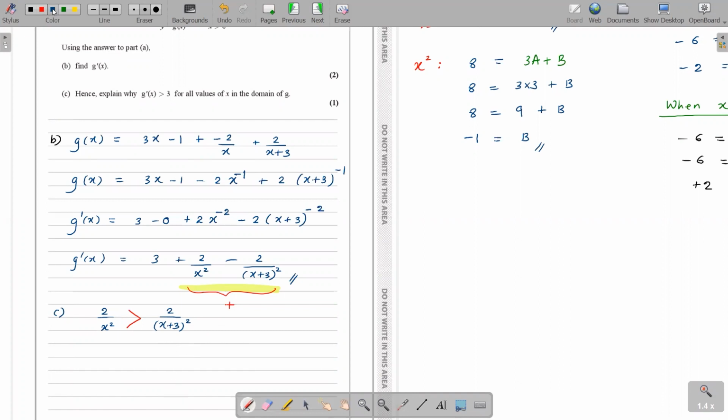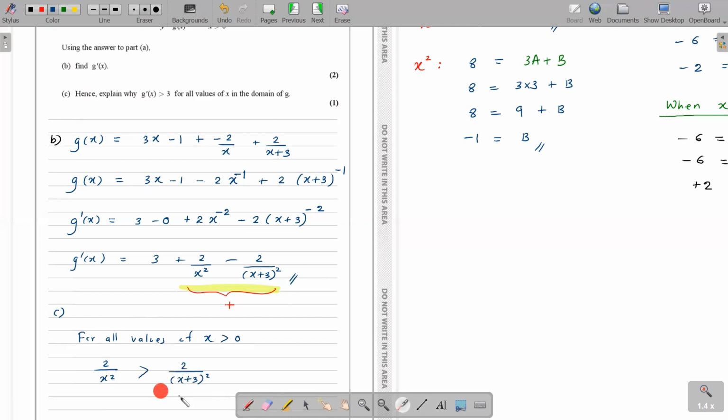For all values of x, you can say. So it's better if you write like this. If you can say for all values of x greater than 0, 2 over x square is greater than 2 over x plus 3 square. Do you agree with me?